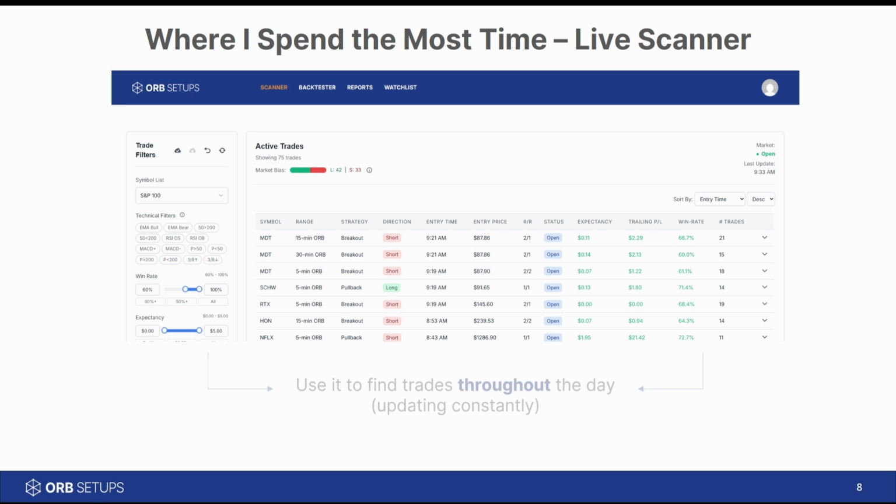That's where having a tool like the live scanner, I think, is really powerful. This starts working for you. Think of it as your personal trading assistant that you can use to find setups throughout the day. In video number 2 of our onboarding guide, we're going to dig deep into the live scanner. I'll show you how to use the different trade filters. I'll show you how to use and make sense of this table, how to actually go from table to a backtest, and take this live scanner and turn it into something that works for you.